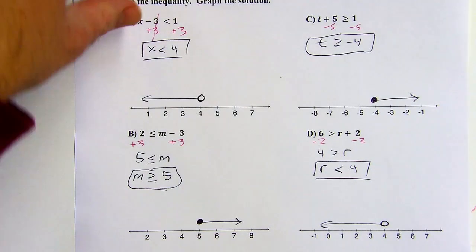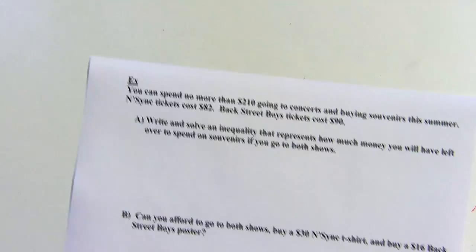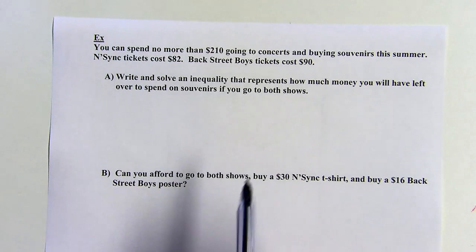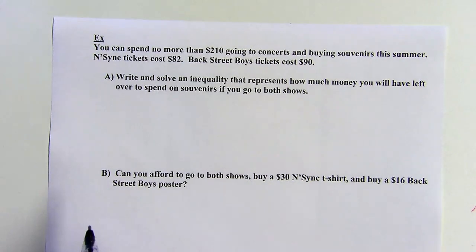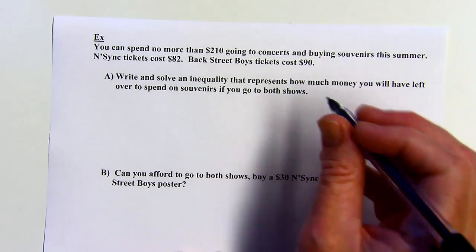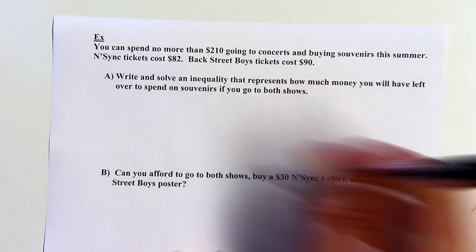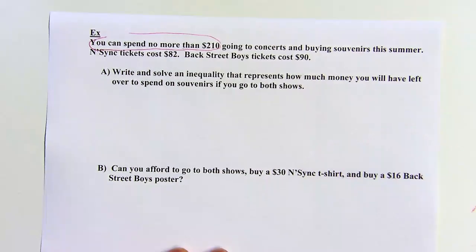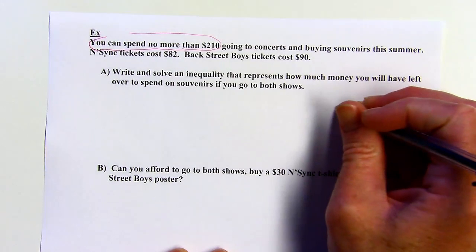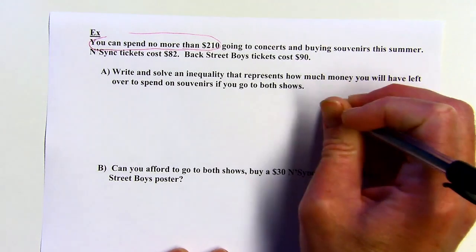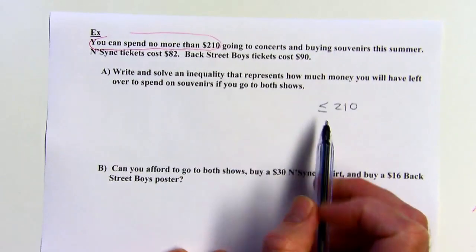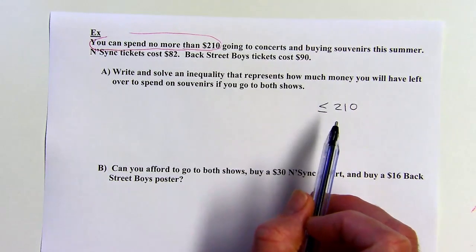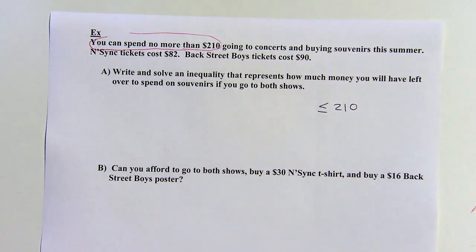Okay, on the next page, we're going to try a couple of word problems that involve inequalities. Okay, so this says you can spend no more than $210. So when we're writing an inequality here, I haven't read the whole thing yet, but just from that part of it, our total amount of money is going to be $210. You can't spend any more than that, so you have to spend something less than that, or you could spend all $210, but you can't spend more than that because we don't have more than $210.